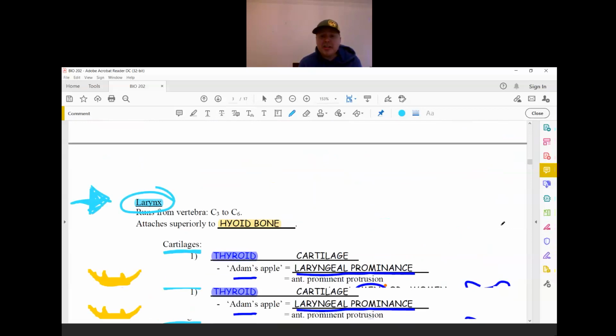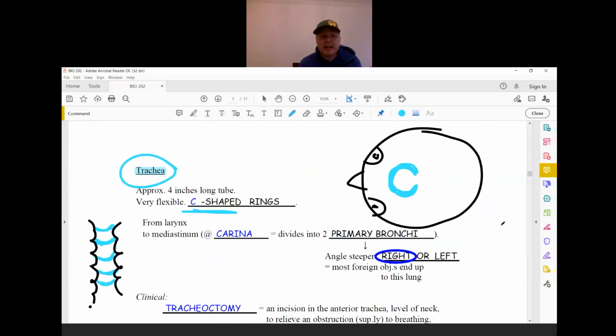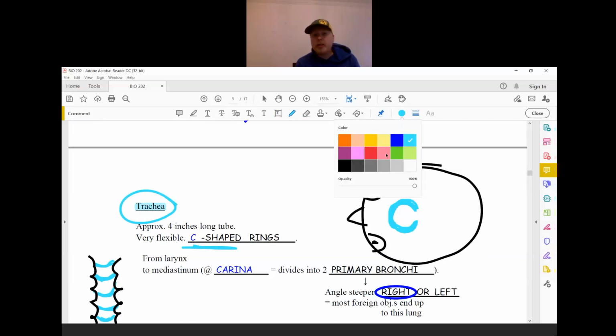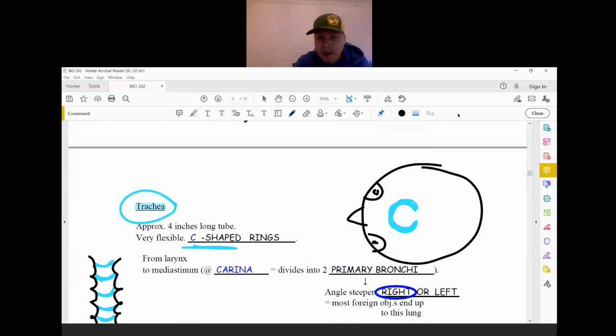Well, the logical next question would be: why are these rings that make up the trachea C-shaped? Let's have a look at what could be the explanation. We remember that our trachea is located more anteriorly, whereas our oesophagus, the path to the stomach, is located more posteriorly.